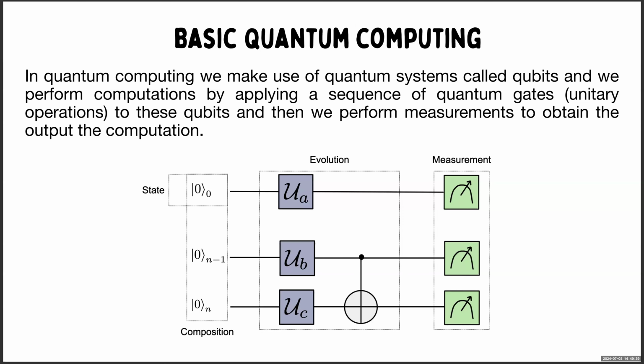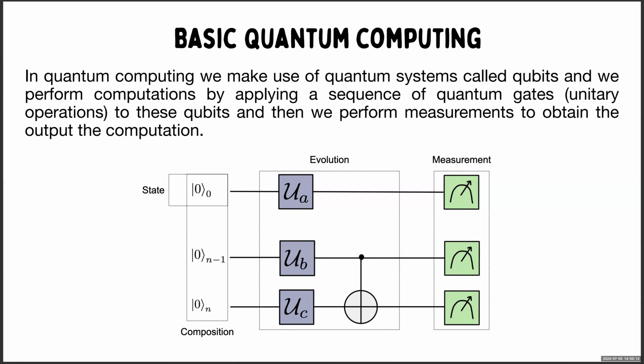I've given a mini school previously on quantum computing, so I'm not going to go into too much detail. But if you don't know what it is and you want to read about it, I'll give you just an idea. In quantum computing, we make use of quantum systems called qubits. These are just two-level systems. And we perform computations by applying a sequence of quantum gates, which are just unitary transformations or unitary operations, to the qubits. And then you perform measurements to obtain the output of your computation. That's effectively describing quantum computing.